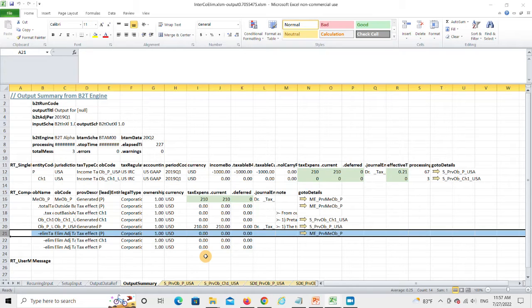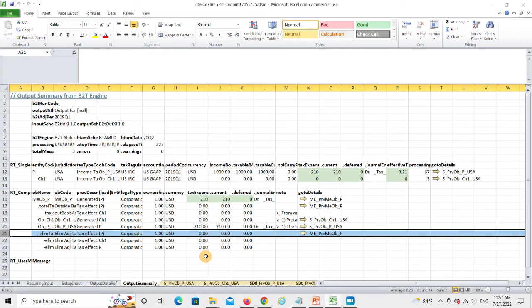So therefore, P makes a profit of $50 and incurs some taxes at 21%, $10.5. This transaction is all within the same group. So that inventory transfer within the group should be eliminated. How would the engine handle the tax effects of that $10.5 of taxes that P has to pay?